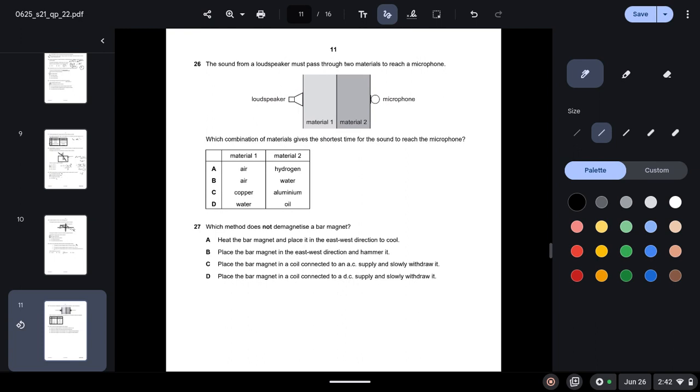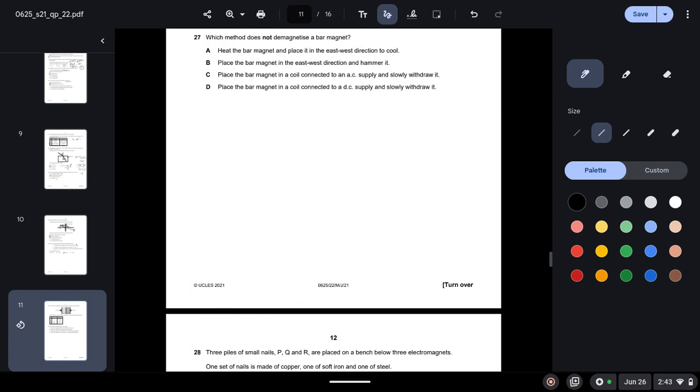The sound from a loudspeaker must pass through two materials to reach a microphone. Which combination of materials gives the shortest time for the sound to reach the microphone? We know that sound travels fastest in solids, then liquids, and then in gas. So in the case where both materials are solid, the sound will travel the fastest. In option C we have copper and aluminum, so that is correct.